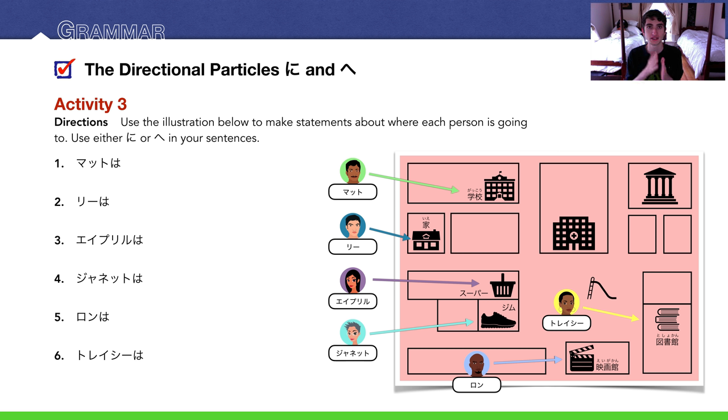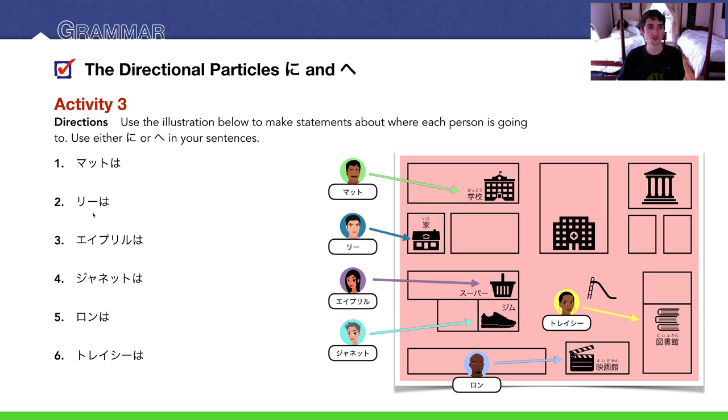And we have directly another activity. Activity 3, use the illustration below to make statements about where each person is going to. Use either ni or e in your sentences. All right, pause the video, try it on your own. I'm gonna answer the question right now. Number one, Matto-san. Matto wa gakko ni ikimasu, or gakko e ikimasu.